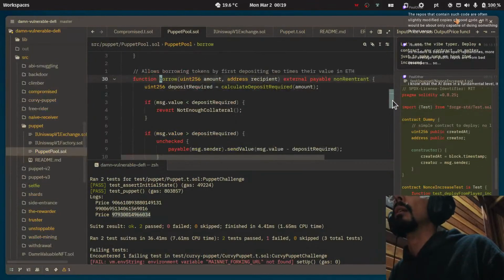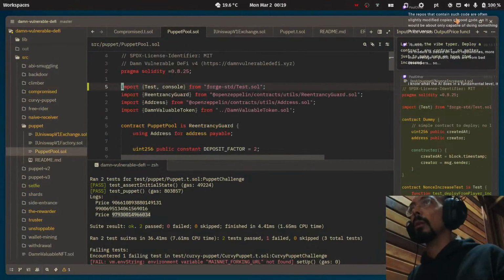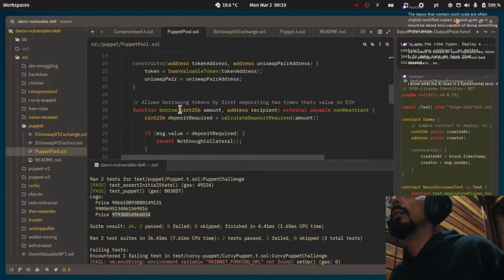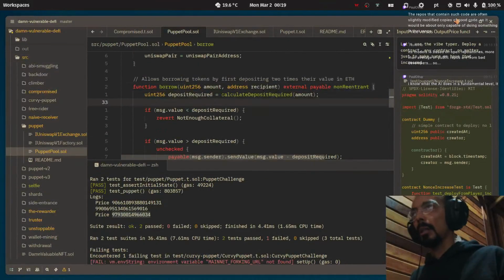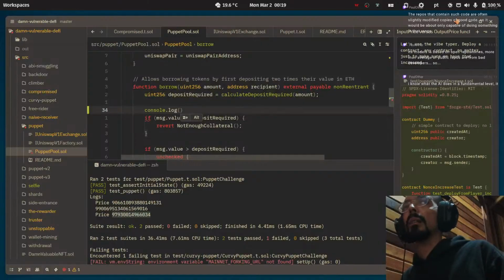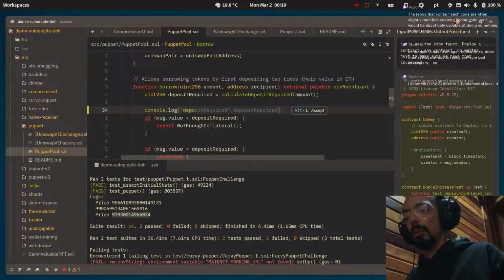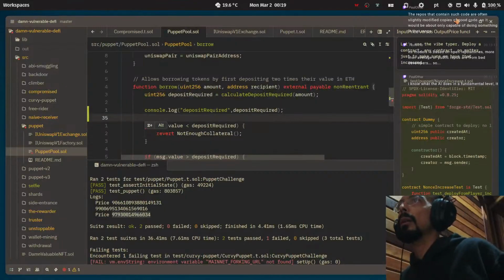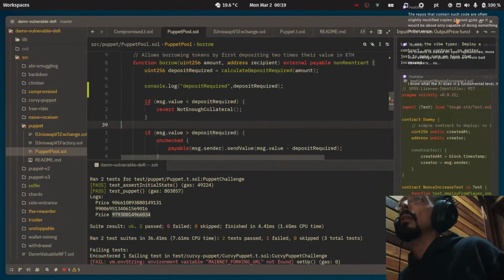Just being a coder, we can put some console logs here and just see how much deposit is required. Solidity has a debugger, but I never use the debugger for Solidity. That's something for another day. So here I can go like this.